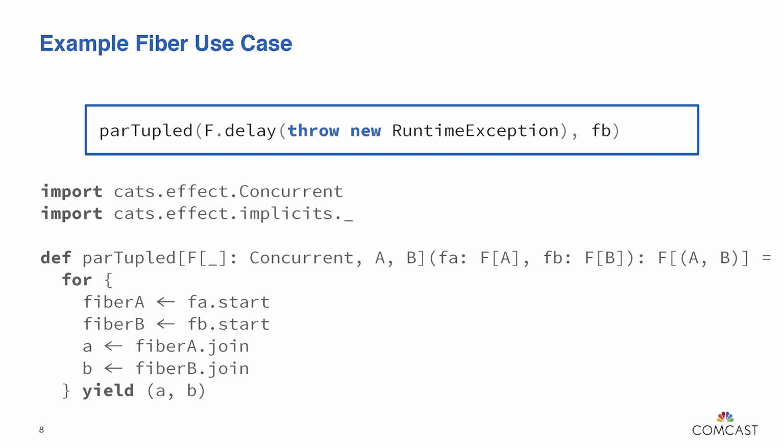We then go and kick off fiber B. We run the F of B program and get a fiber back. Now that's off and executing. So now let's use our types. We see fiber A.join gives us a value of type A.